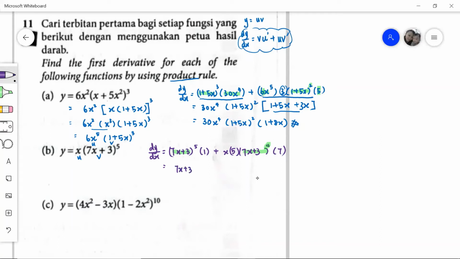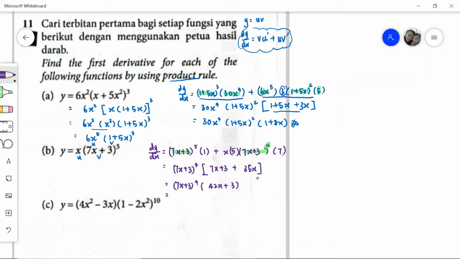7x plus 3 raised to the power of 4. And then the first term we're left with 7x plus 3. And then the second term we're left with 35x. Okay, let's simplify everything. We have 7x plus 3 raised to the power of 4 and 42x plus 3. Okay, and 42x plus 3, actually we can factorize it.